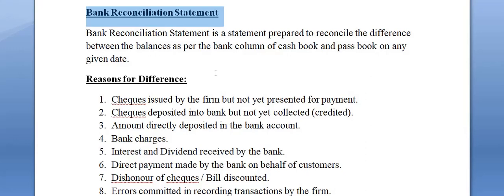Before we continue our discussion, I want to tell you that when we prepare the cash book, we record the bank transactions as well. In case of double column and triple column cash book, we have the bank column. Now, banks also give us a statement of our transactions, and that is called simply bank statement, or in general terms it is called passbook.